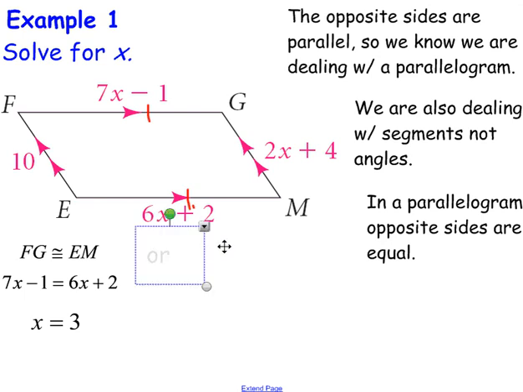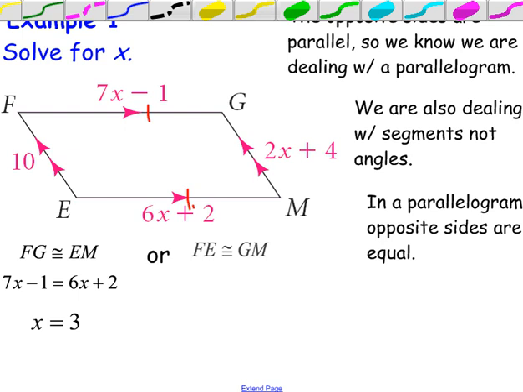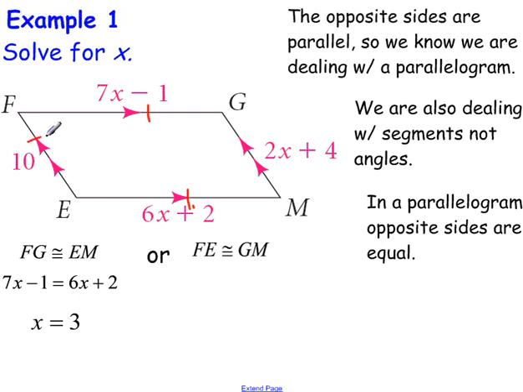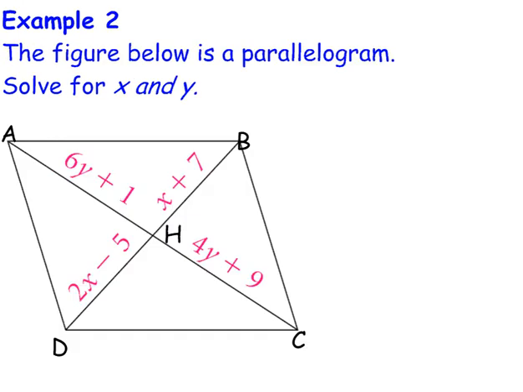Or another way you could solve for x is you could say segment FE is congruent to GM, and you would get 10 equals 2x plus 4, and you'd get the same thing, x equals 3. All right, not bad. Our next example, example 2: the figure below is a parallelogram, solve for x and y.